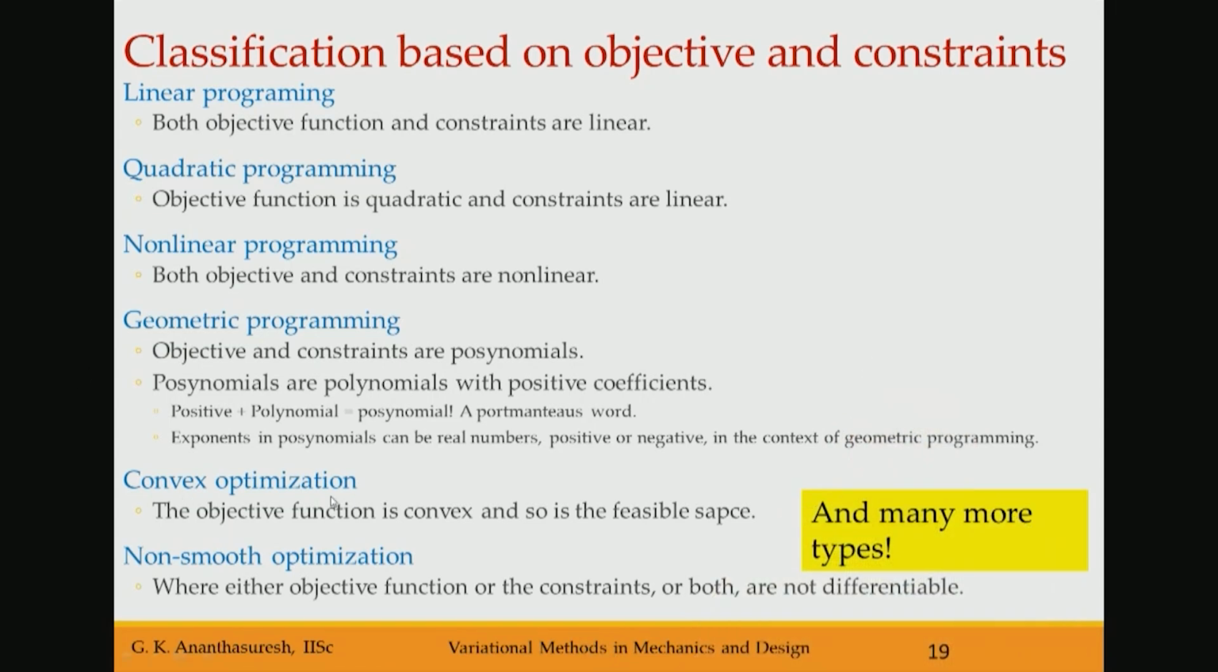There is something called convex optimization, where your objective function and constraints are all convex. Okay. Then you have convex optimization. There is also non-smooth optimization, where the objective function or constraints are not differentiable, meaning that they do not have a well-defined derivative or gradient at all points. Such problems are called non-smooth optimization problems. There are many more categories that one can have for optimization problems based on the nature of the objective function and the constraints that are there in the problem.